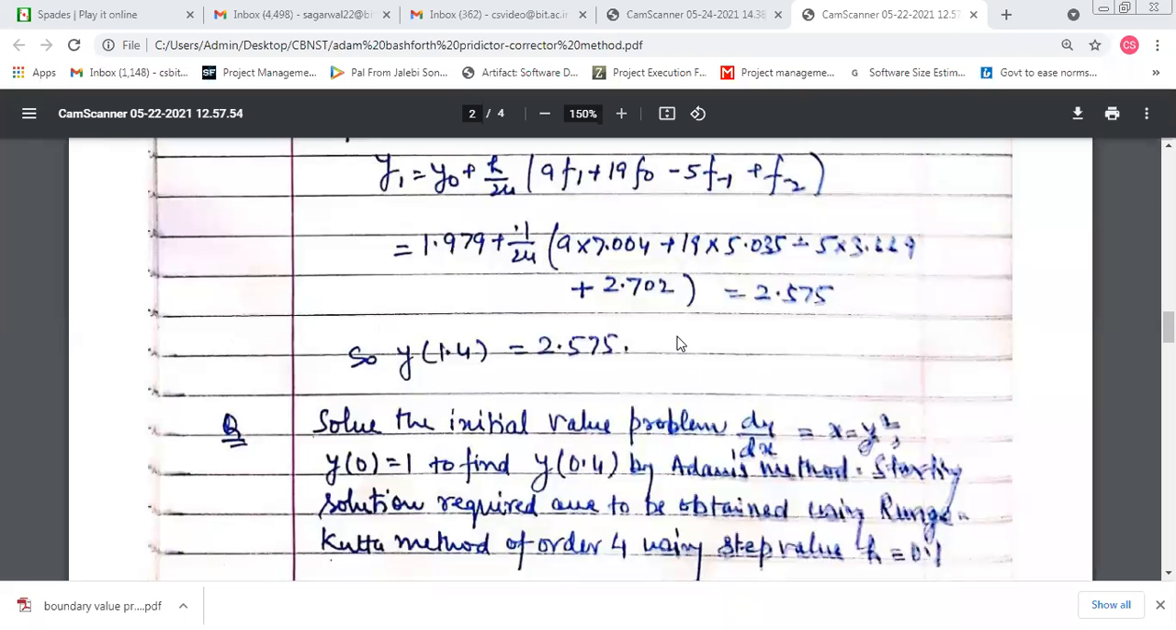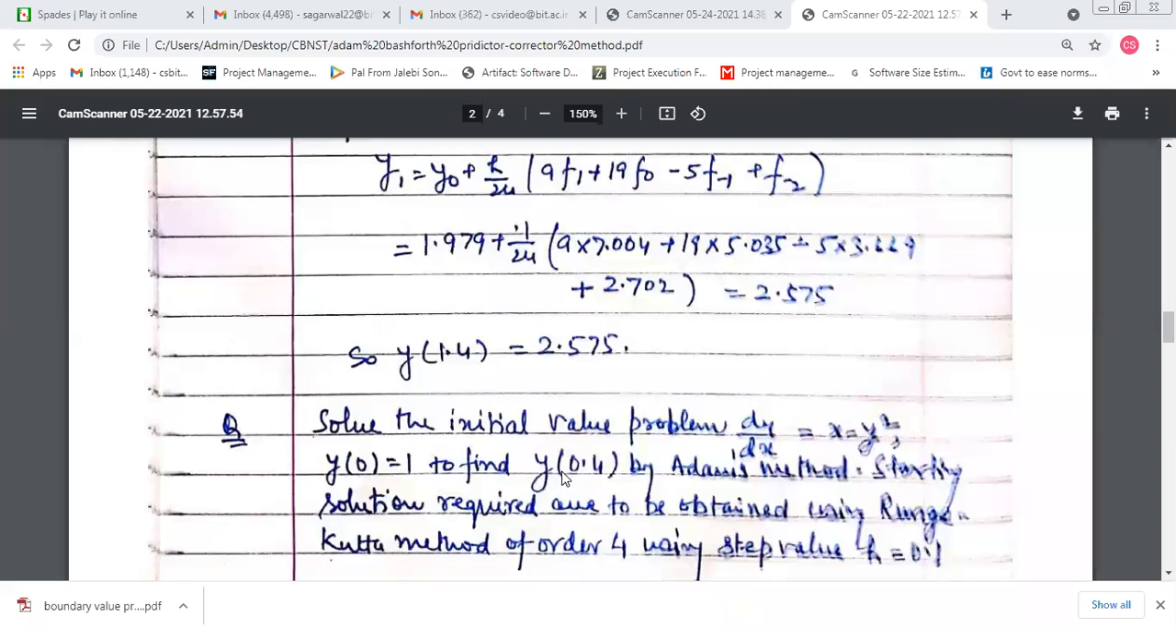So solve the initial value problem, that is dy by dx is equal to x minus y square, where the initial condition is given, y0 is equal to 1. And you have to find out the value of y 0.4 by the Adams-Bashforth method.